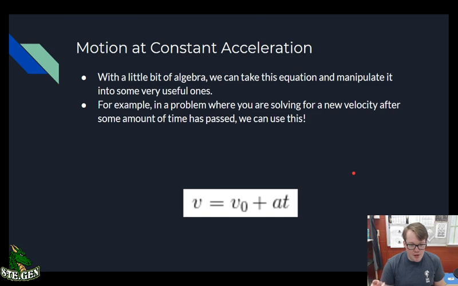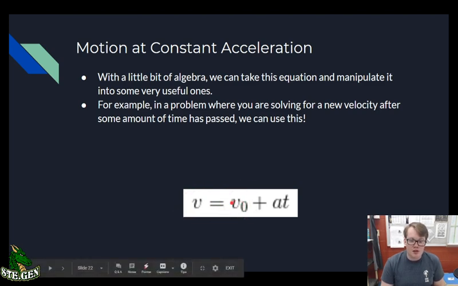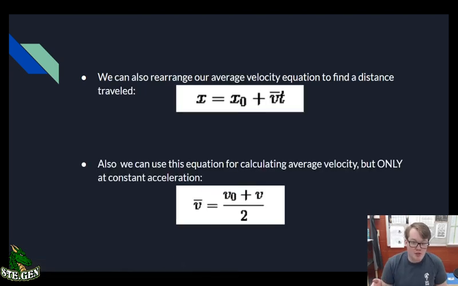With a little bit of rearranging and some algebra, we can take this equation and find one where, if we know what speed they started at, what their acceleration is, and how long they've been accelerating, we can find our new velocity after a given point of time. We can also rearrange to find a distance. If we know the distance or position we started at, we add that to the velocity times however long we've been traveling at that velocity, and that gives us a new distance, or in this case it could also be displacement, depending on exactly the wording of the question.